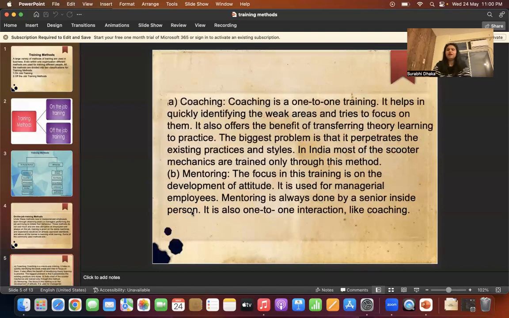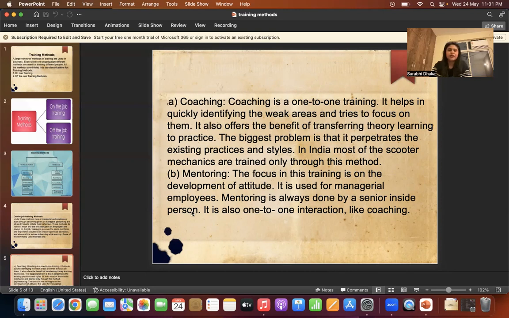So first of all comes your coaching. Coaching is a one-to-one training. It helps in quickly identifying the weak areas and trying to focus on them. It also offers the benefit of transferring theory learning to practice. The biggest problem is that it perpetuates the existing practices and styles. In India, most of the scooter mechanics are trained only through this method.